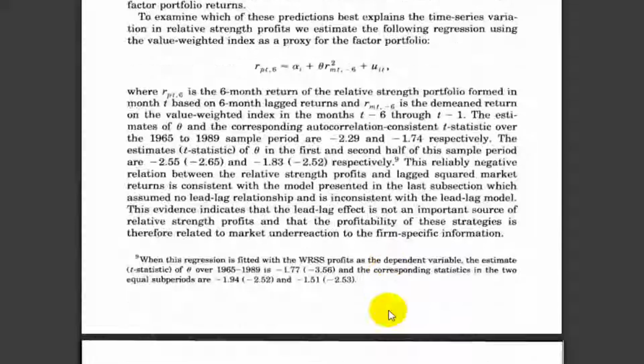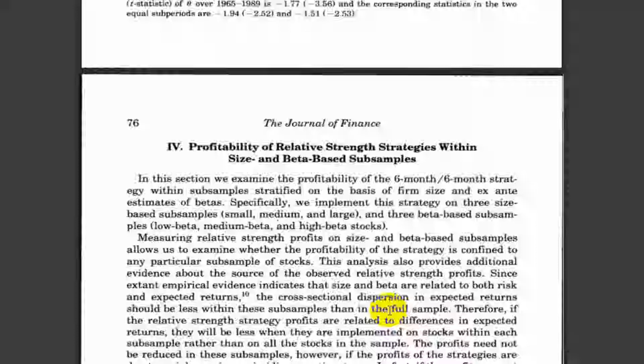Okay, let's continue on to section 4. Profitability of relative strength strategies within size and beta-based subsamples. In this section, they're going to dive deeper into the 6-month strategy and split the subsamples into firm size as well as betas. As far as size and betas go, they split it into 3: small, medium, and large, and low, medium, high. By doing so, they can see whether these abnormal relative strength profits are attributable to any particular type of stock, as well as seeing if there's a different source of the observed profits.